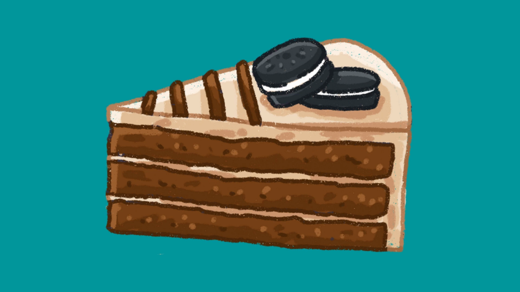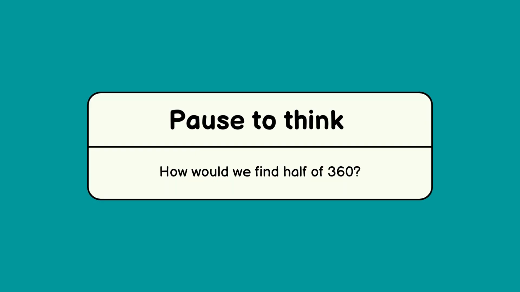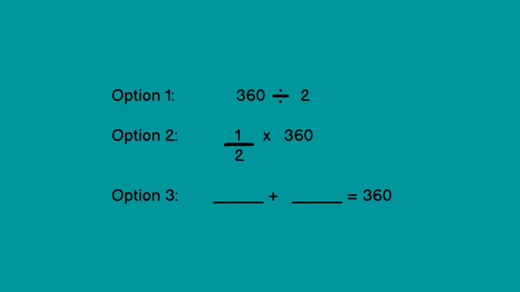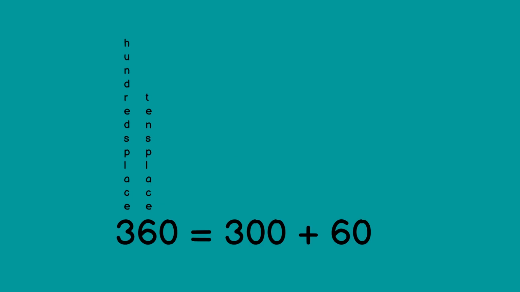So back to our idioms, both 180 and 360 come from the degrees of a circle. There are 360 degrees in a circle, so let's do some quick math. How would we find half of 360? We should either divide 360 by 2 or multiply it by a half, or see what two same numbers add together to equal 360. All methods will produce the same result. If we divide 360 by 2, we can break 360 into its expanded form. 360 is going to be equal to 300 plus 60.